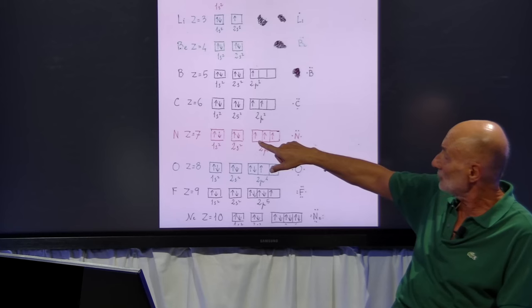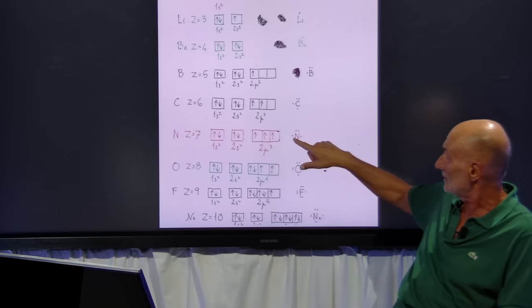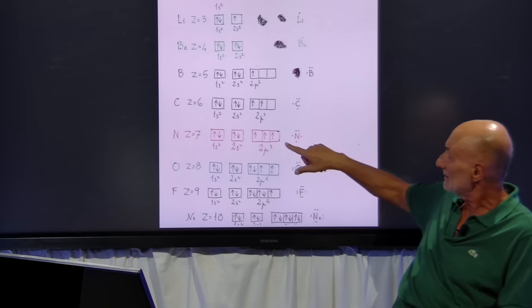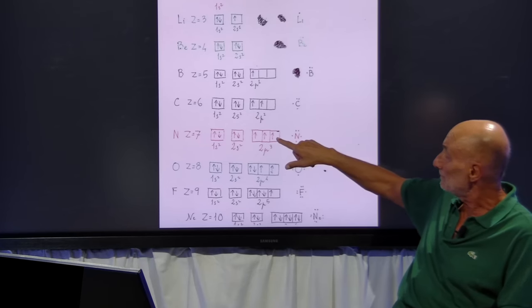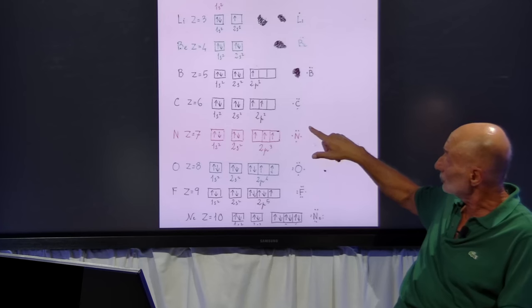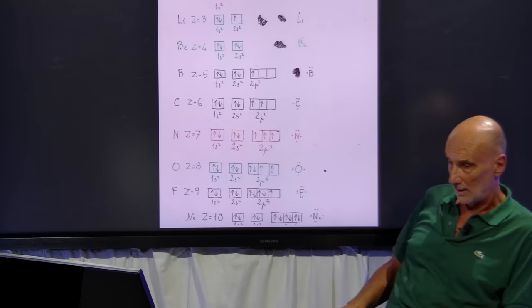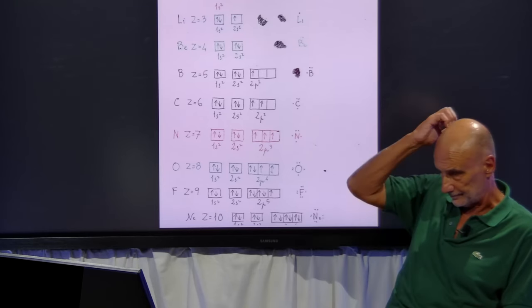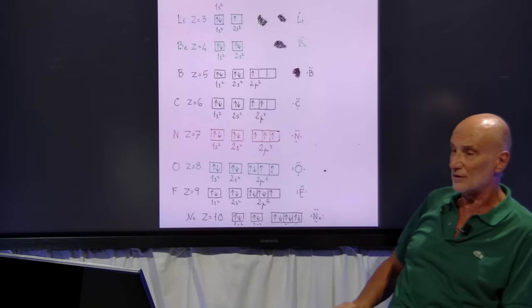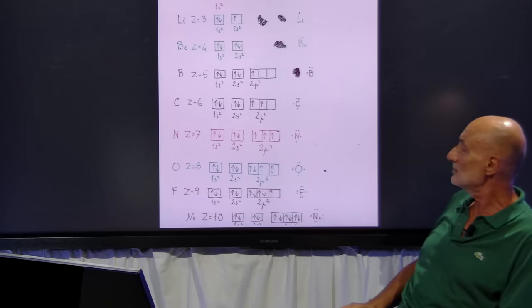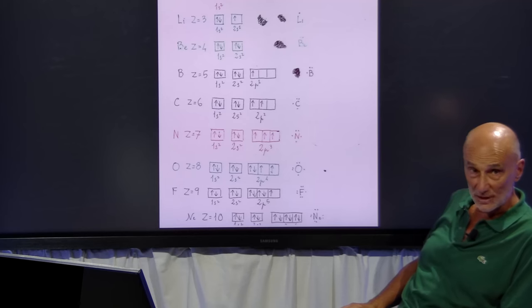The one electron that is in the px is this one. The electron which is in the orbital py is this one. The electron which is in the orbital pz is this one. So this is the electronic symbol of nitrogen. Let's go to oxygen.